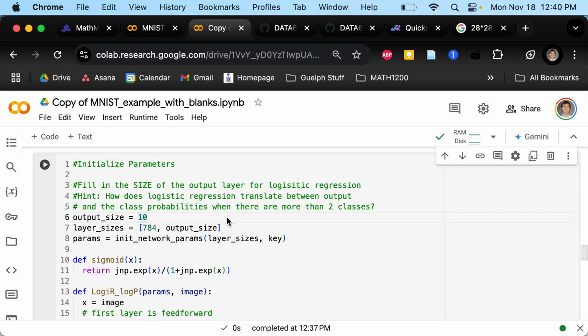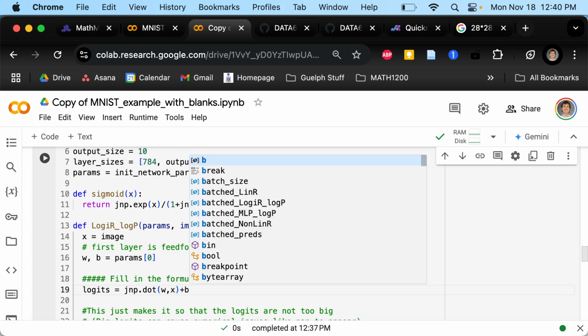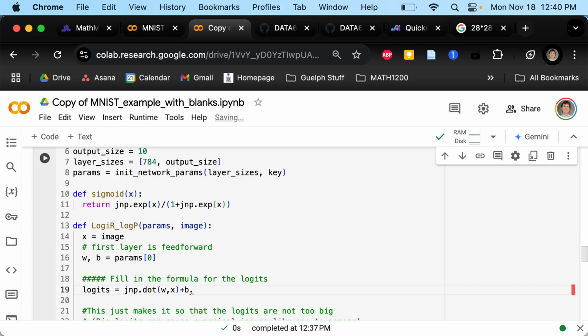And there we go. I got the sigmoid function. I got the x and the W, B. What are the logits? Before it was the dot product. It's still the dot product, I'm pretty sure. So it's jnp.dot(W, x) plus B. And this time, there really is no 0 after that, right? Because now it's a vector.